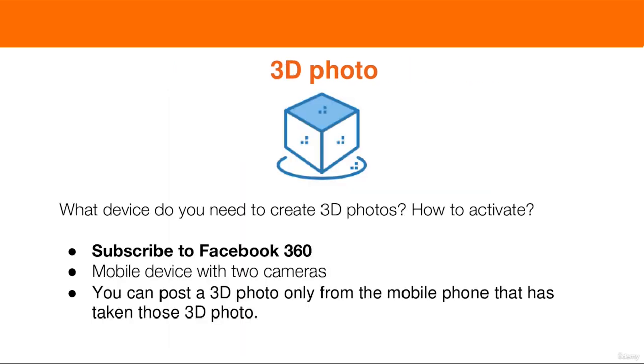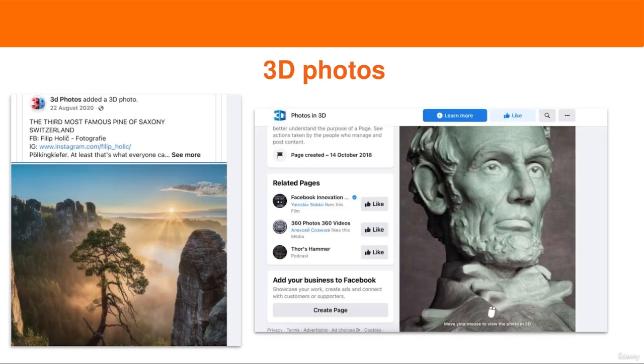So what about 3D photos should you be paying attention to? For 3D photos to work, you need to subscribe to the Facebook 360 page. You need a phone with two cameras. And of course, Facebook understands this format and understands what 3D photos are. Unfortunately, 3D photos cannot be promoted with ads, but in the future, they may change their rules. 3D photos are very pleasing to look at, specifically when there are elements of movement within the picture.